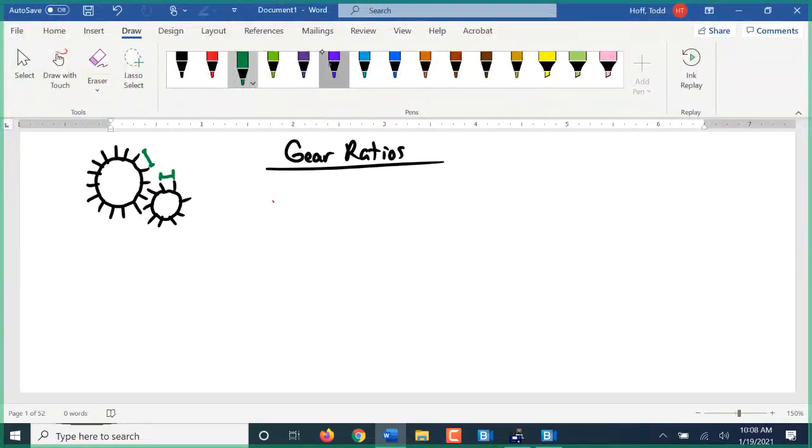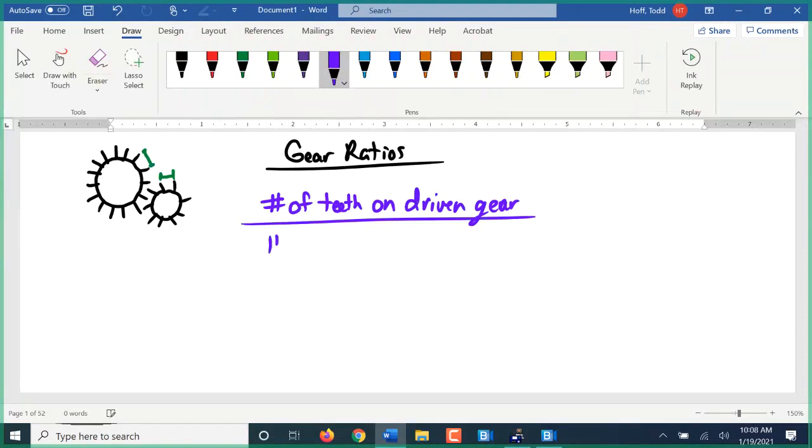So a gear ratio is defined to be the number of teeth on the driven gear compared to the number of teeth on the driving gear.